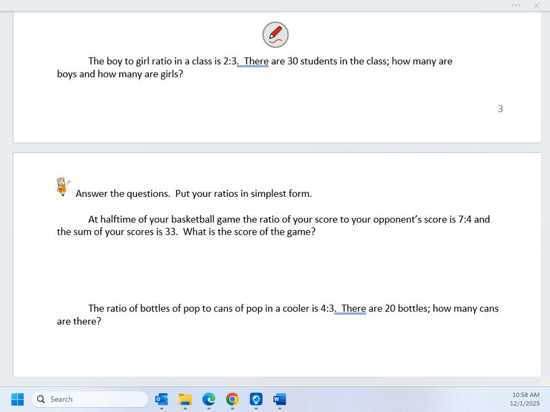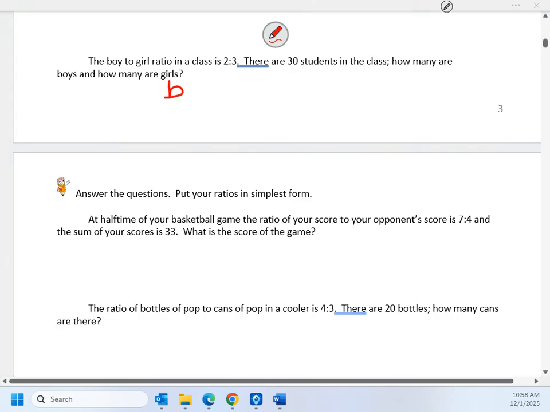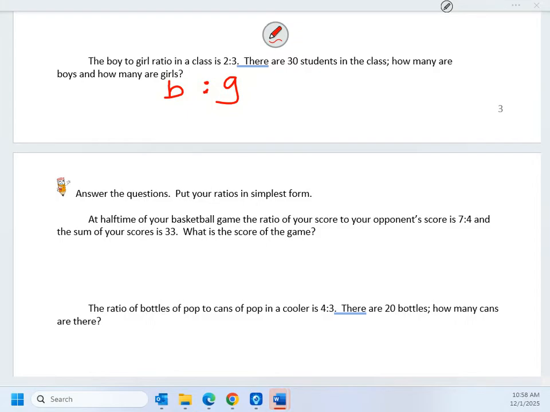We're going to start out the same way we're starting out the others. What's the first thing I should write on my paper? What's the first thing I should write, Colton? Label it. Labels, boy to girl. So boy to girl. Okay, then I have a ratio already. Boy to girl, I have 2 to 3. There are 30 students all together in our class. So if I have 2 boys and 3 girls, is that my 30 students? No, that's the simplified form.